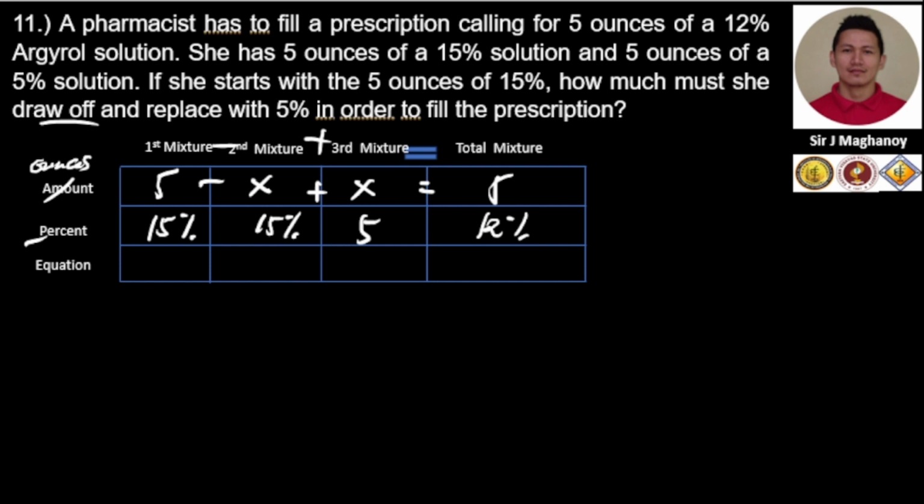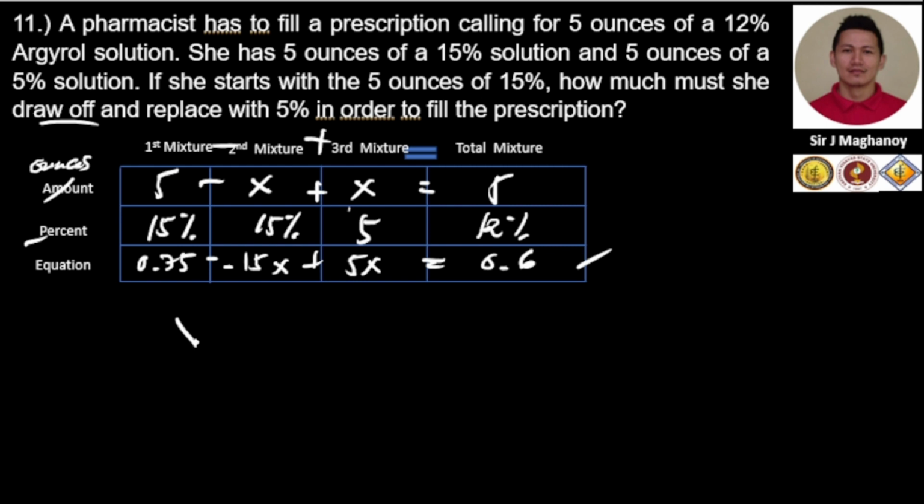Okay, so let's formulate our equation. 15% times 5 is 0.75, minus 0.15x, plus 0.05x, equal to 12% times 5, that is 0.6. Okay, so we have a clear equation.